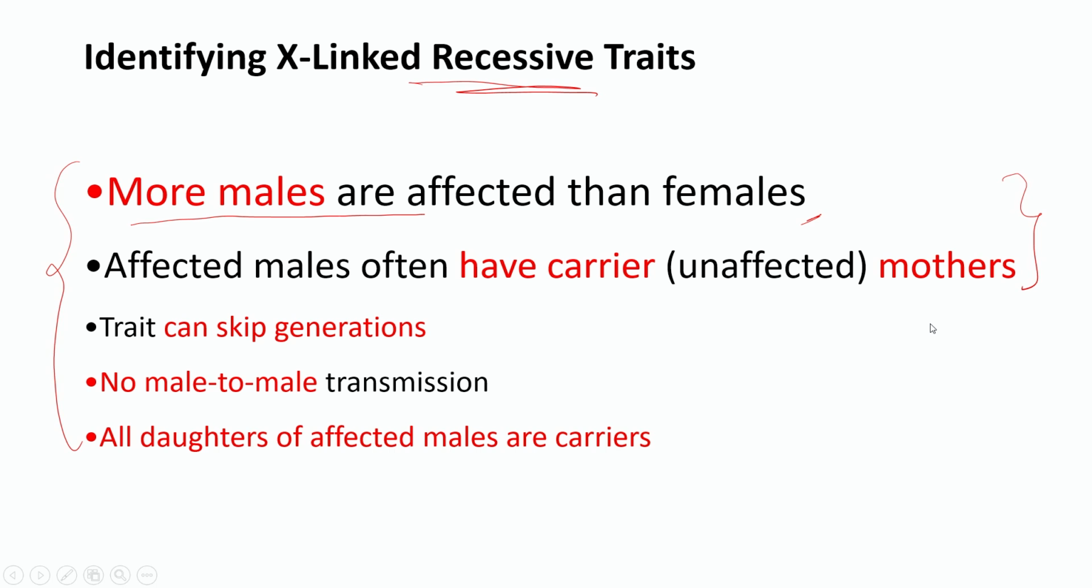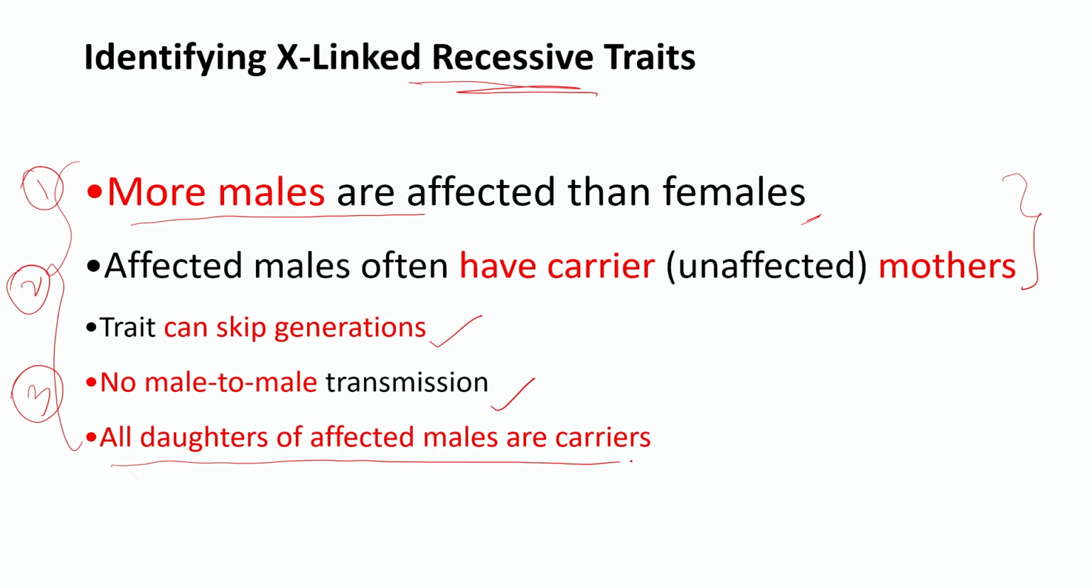These characters also skip generations. You have seen that in the autosomal recessive case too. Here, there is no male to male transmission. This is also one of the discriminatory features from autosomal, whereas in autosomal cases you would see unbiased transmission to males as well as females. All daughters of affected males are carriers. So these are five important criteria that you should remember.